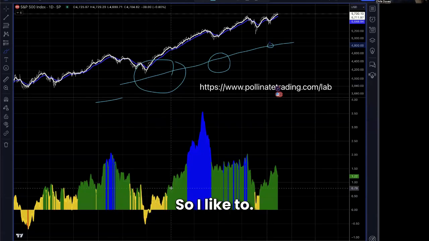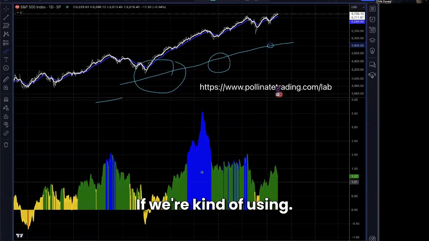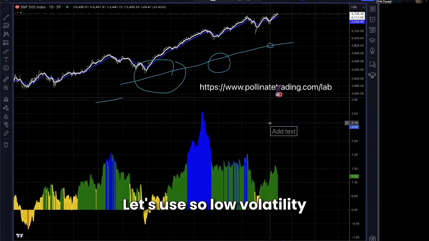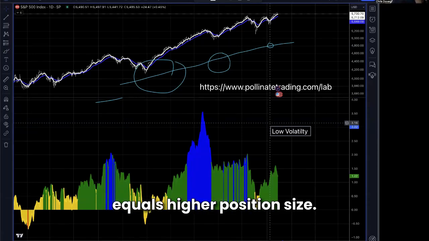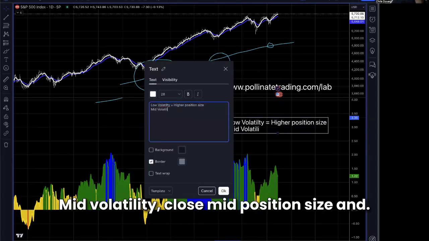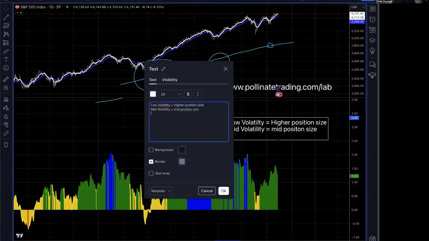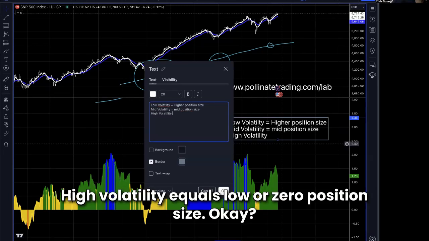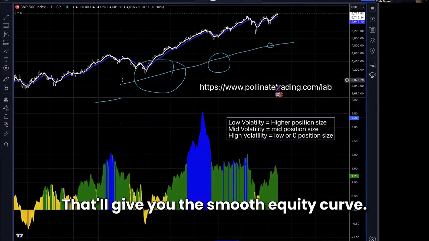So I like to, if we're kind of using, let's use, so low volatility equals higher position size. Mid volatility equals mid position size, and high volatility equals low or zero position size. Okay. And like I said, what that'll do, that'll give you the smooth equity curve.